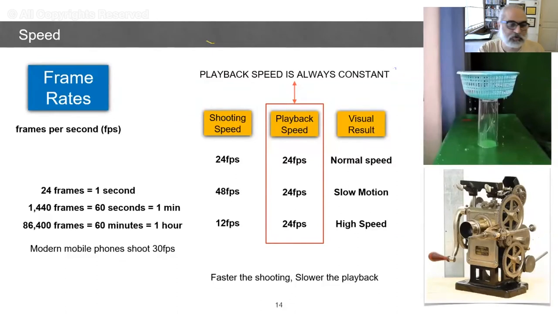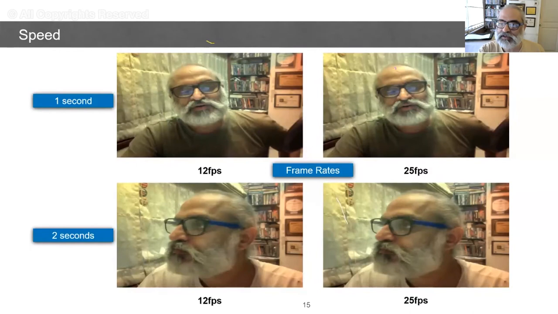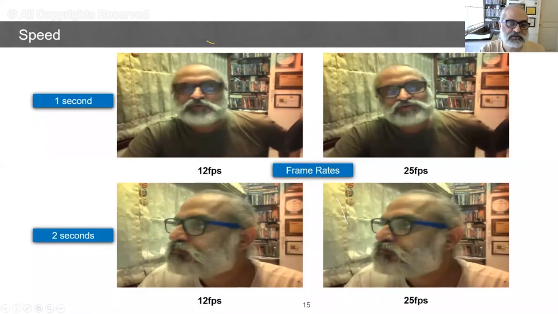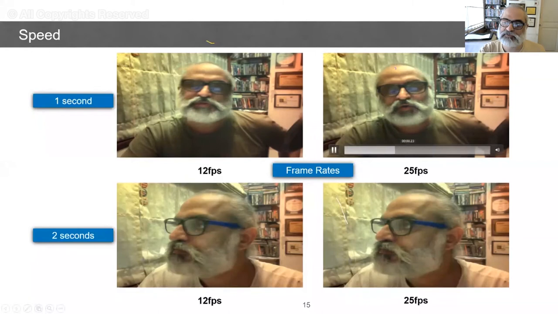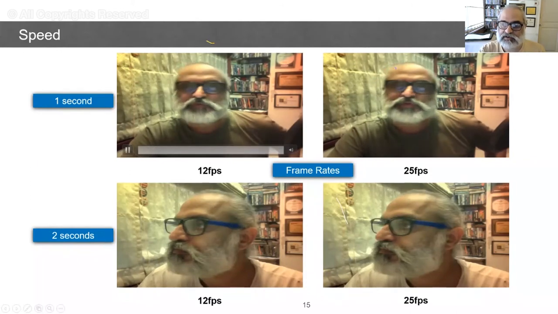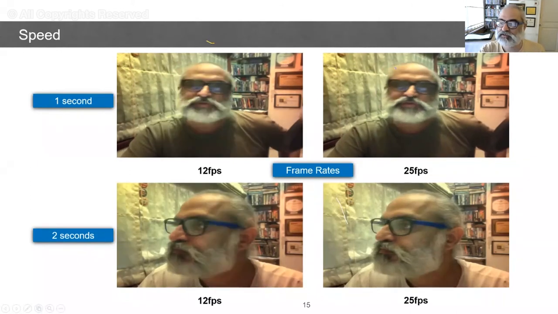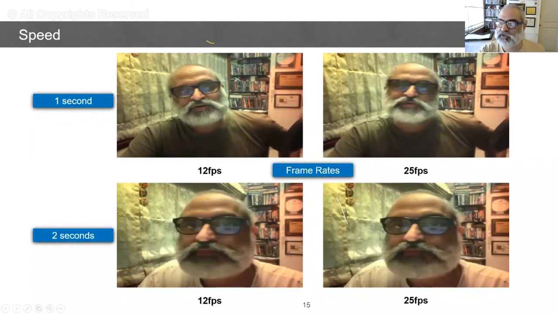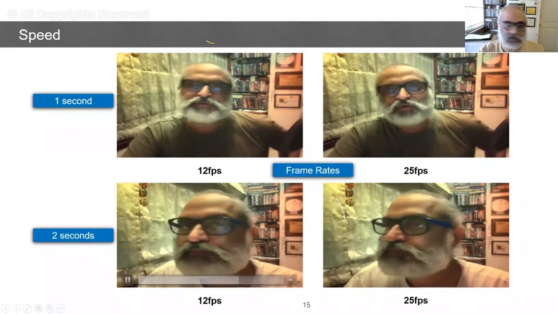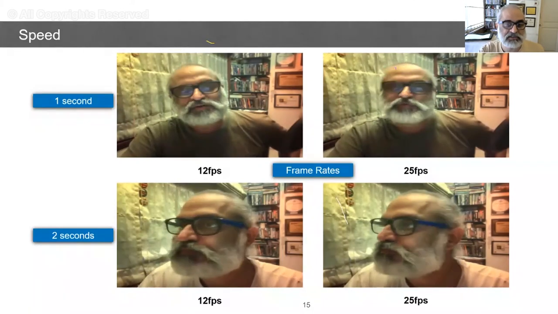So I'll show you an example. This is my beautiful face turning. This is 1 second of footage playing back at only 12 frames, like the 12 frames that we showed you. But the playback is still 25 frames. What happens in normal playback? You see the difference? One is normal, turn of head. This one is slightly faster because there are fewer frames, but the playback is happening at the same rate. Same thing here. The head turning, this is normal speed. Normal speed here, fewer frames here. So what happens? The head turns in a jerky movement. It moves fast. It turns fast.